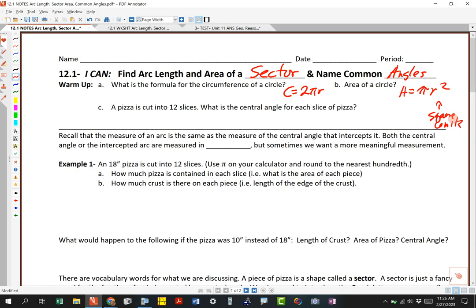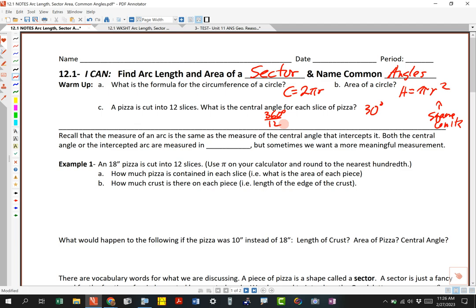30. 30 what? 30 degrees. Okay? He's right about that. How did you get that? Because it's 360 degrees and then it's 12 slices, so we just divide it, right? So we get 30 degrees. So it's almost lunch, and we're going to be talking about pizza today.